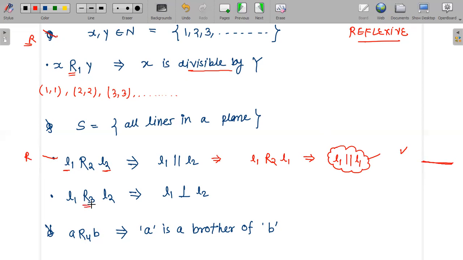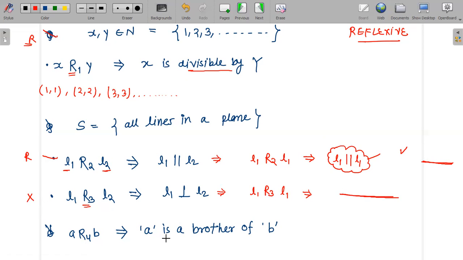Whereas R3 binds line L1 with L2 such that both lines are perpendicular to each other. If I ask you whether this relation is reflexive or not, you are looking for a particular line L1 such that it is perpendicular to itself. Now, how can a line be perpendicular to itself? We know if both the lines are equal, then the lines are said to be coincident, not perpendicular. So your third one is not a reflexive relation.